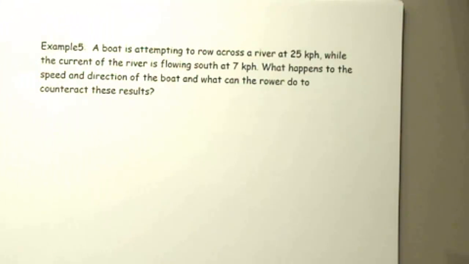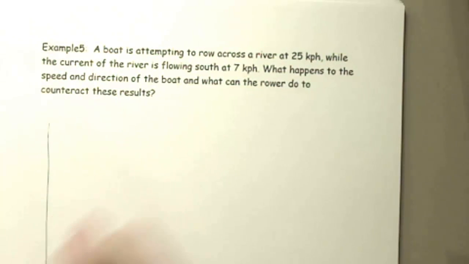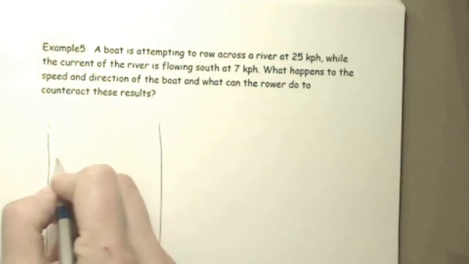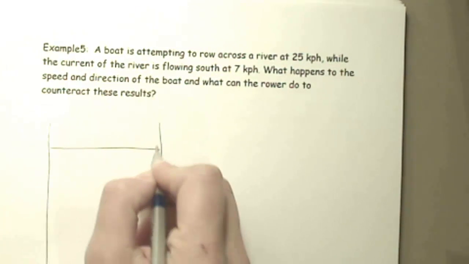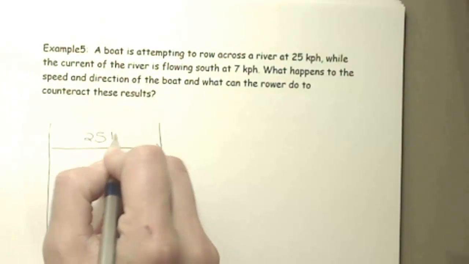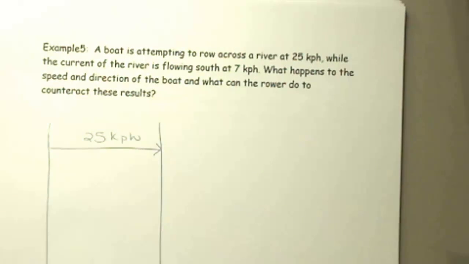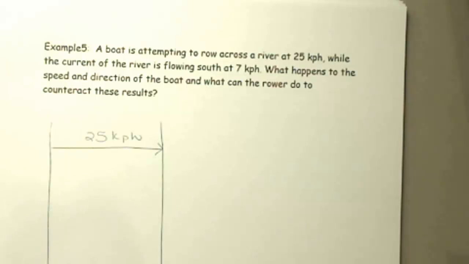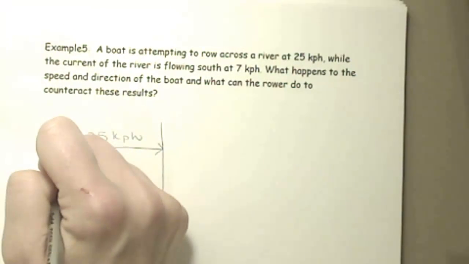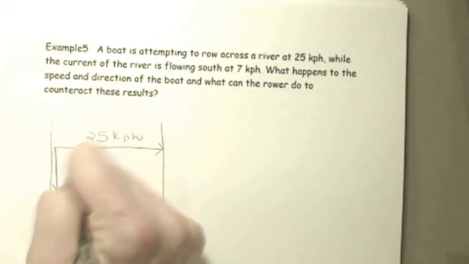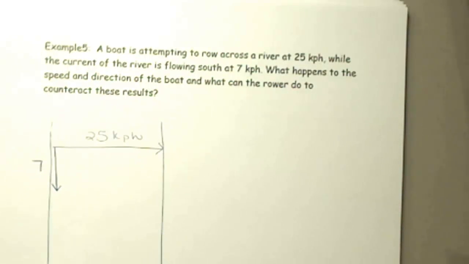Okay, this is example 5. We have a boat attempting to cross a river at 25 kph, while the current of the river is flowing south at 7 kph. So we're going to have the boat attempting to cross the river at 25 kph. We're going to assume it's going east. We'll have to talk to the author about not telling. And the river is flowing south at 7 kph.